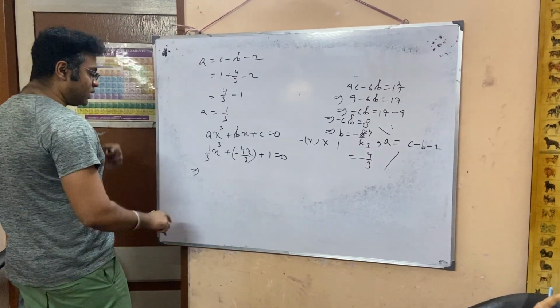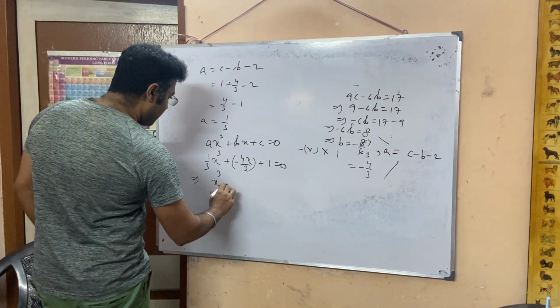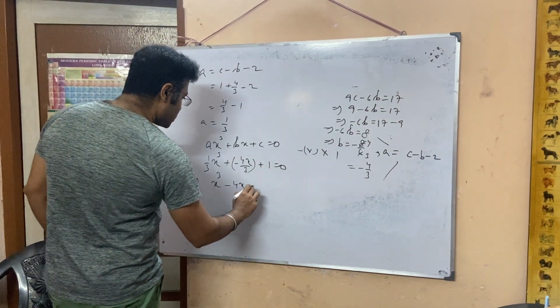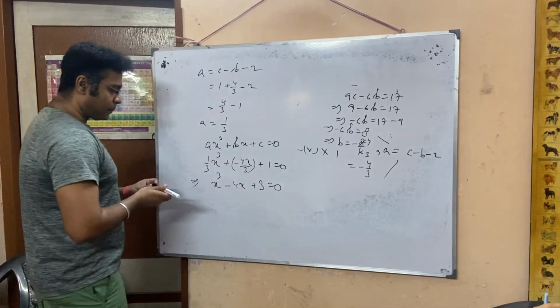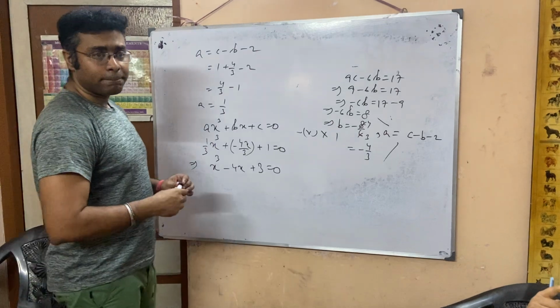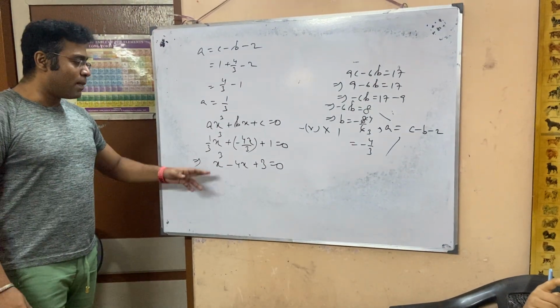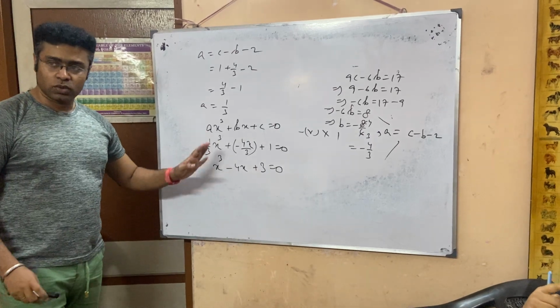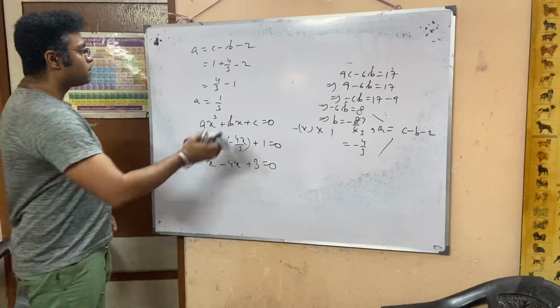Now you simply take the LCM. You are getting x cube minus 4x plus 3 equal to 0, right? Okay. Till here is clear. The equation finally got is x cube minus 4x plus 3 equal to 0. Now I have to find the value of x from this equation.